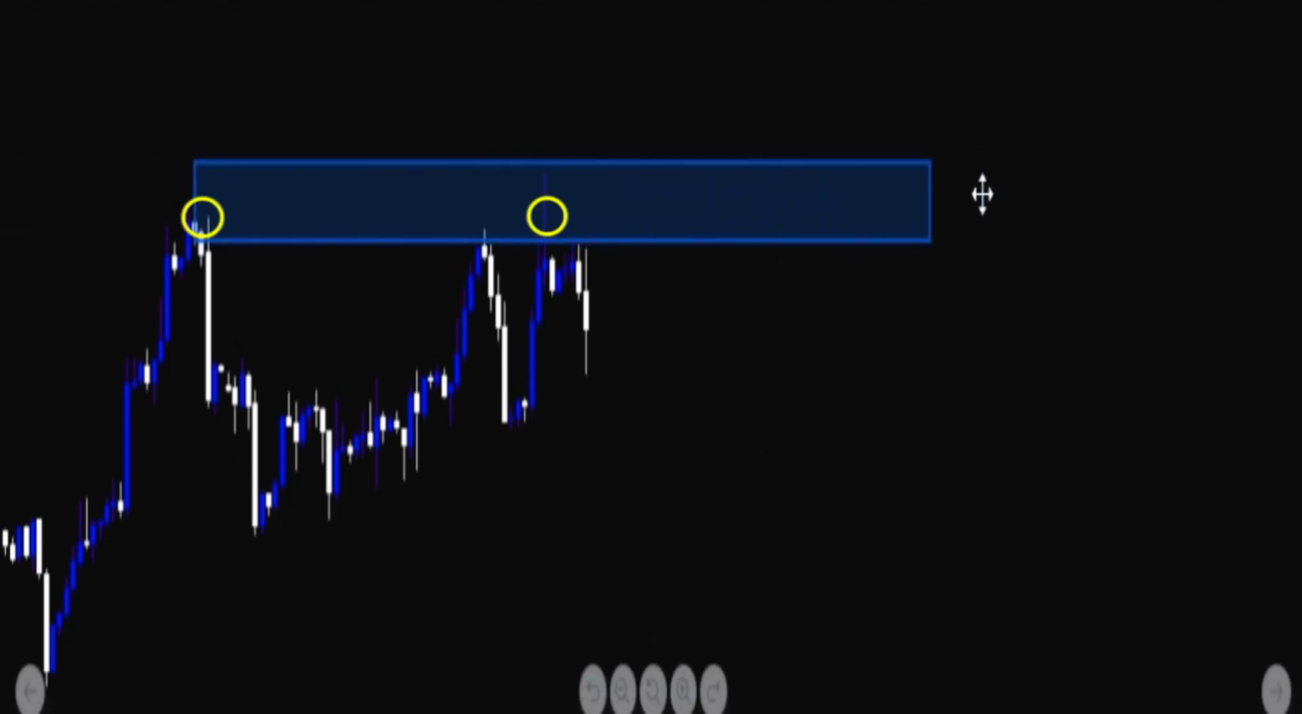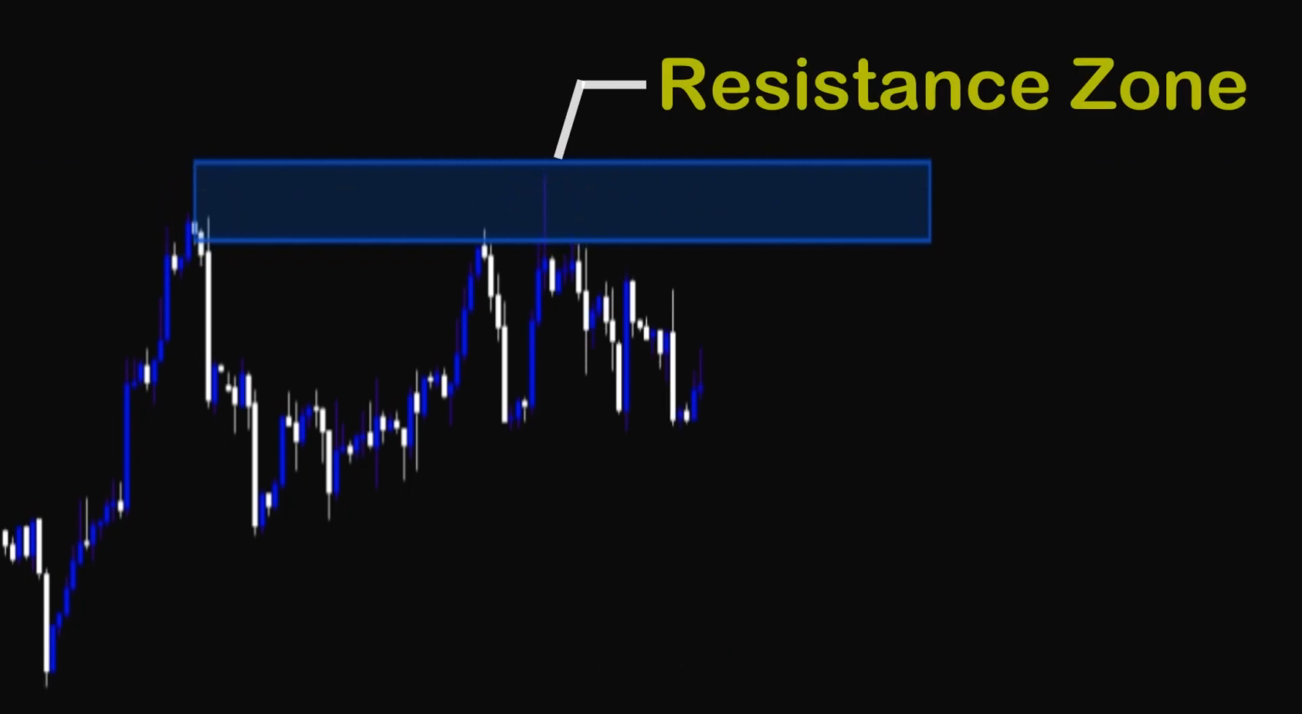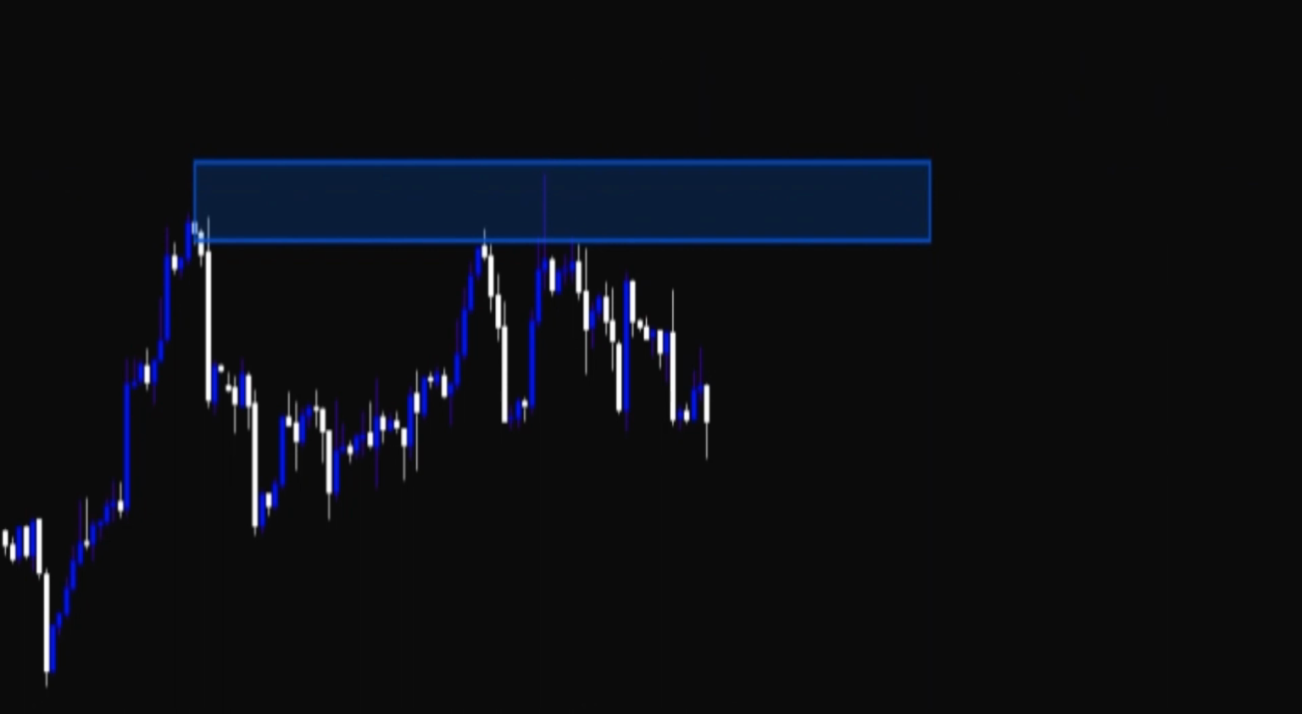Here we have the Euro-New Zealand dollar chart on the 4 hour time frame. We can see the market going downside after reaching this zone 2 times. And thus, we can call this zone a resistance zone. Now when the price reaches this zone for the 3rd time, the sellers of the market would initiate their short positions in the market.